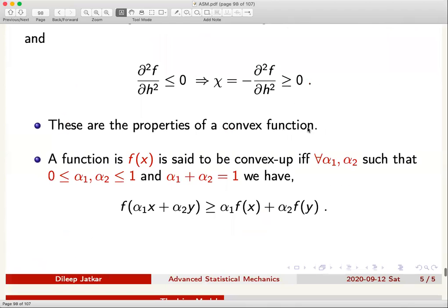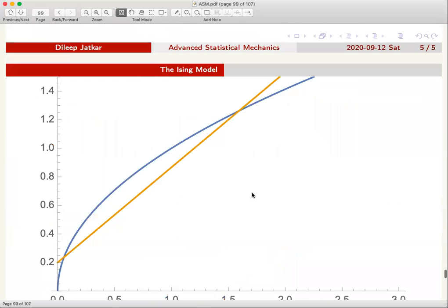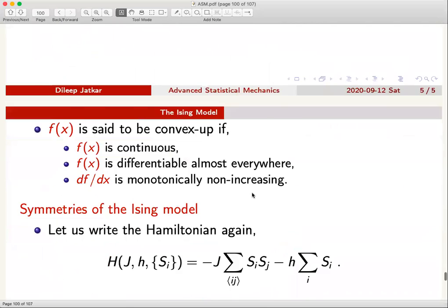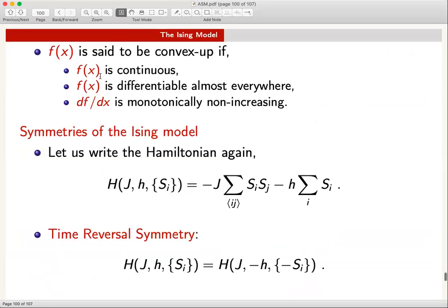The entropy is positive semi-definite, but that is negative of del f by del t. So del f by del t is negative semi-definite. That is the property that a convex up function has. So what we find is that we actually can define the behavior of certain thermodynamic quantities in these kinds of models by just studying certain properties of functions which are either convex up or convex down. We will get back to this later, but this is a definition which would be useful for us.